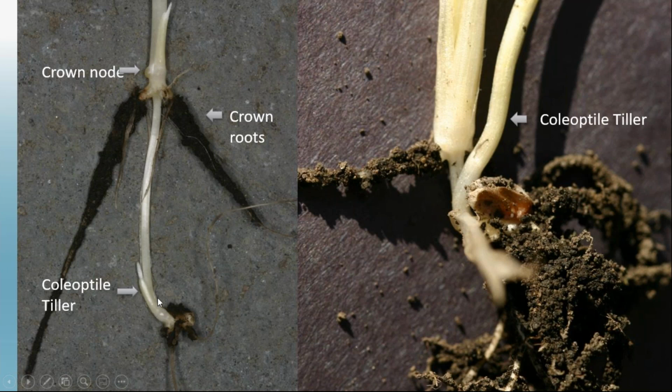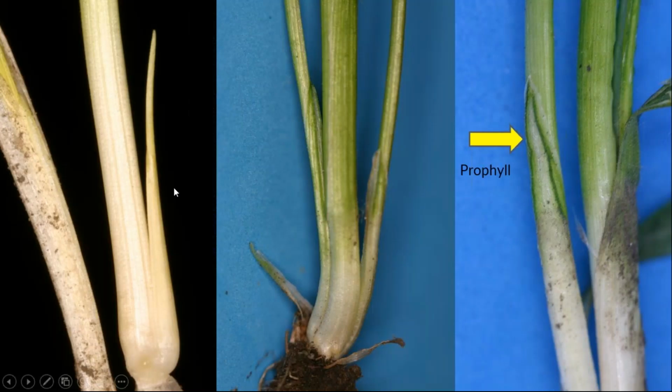You see it starts way down here and comes up. Not sure why that happens, but when you're looking at your plants, you'll be able to dig them up and find those coleoptile tillers. And I think they'll still produce a tiller, but I sometimes think it's due to not enough plant density, and therefore the plant sees more space, or for some reason it stimulates to produce that coleoptile tiller.